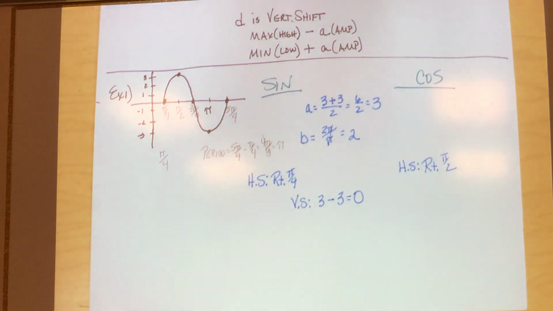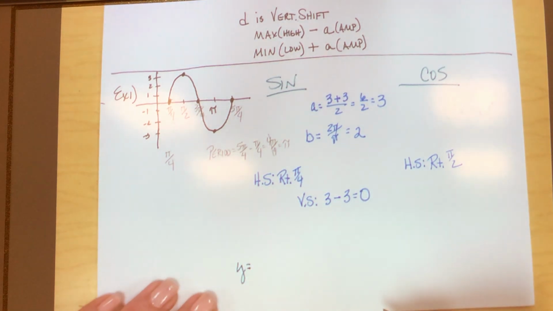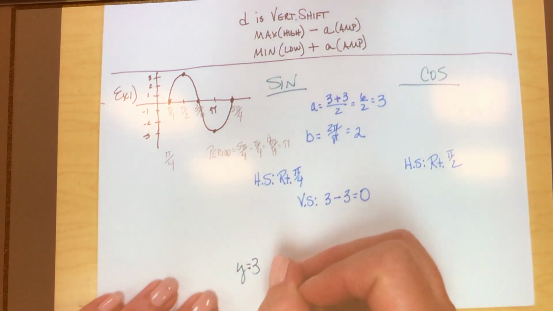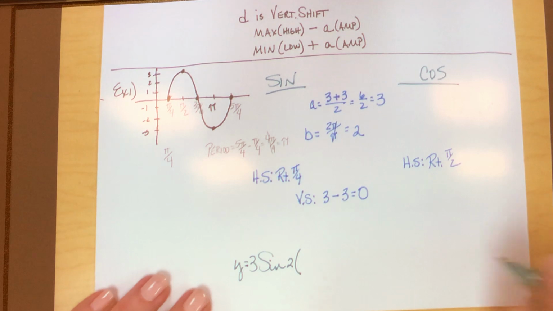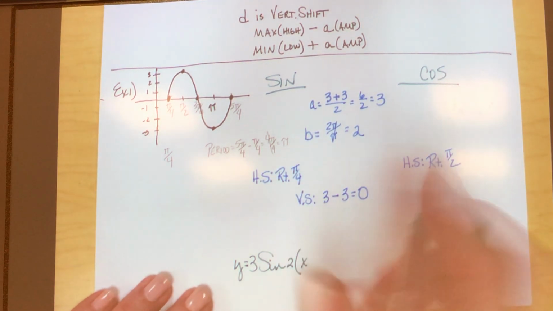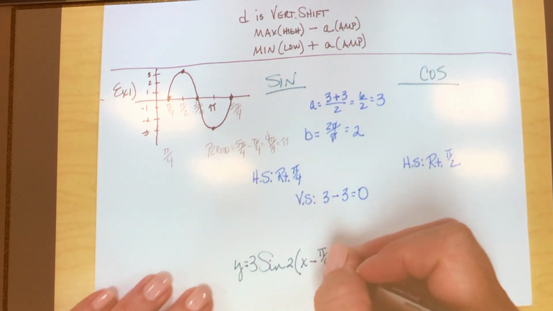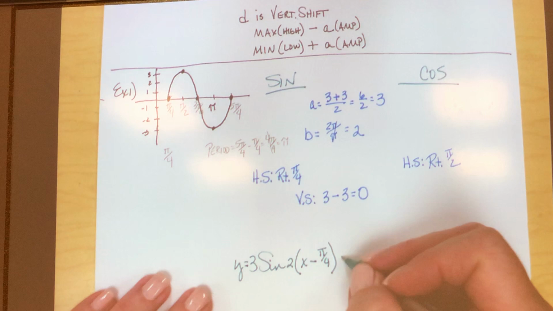So let's go write the sine curve. All right? Are you with me? Y is equal to what? 3 times the sine. What's B? 2. Open the parentheses, people. x minus, how do I go right pi over 4? Subtract. Minus pi over 4. And then if you want to put +0, you can. You don't have to, whatever.